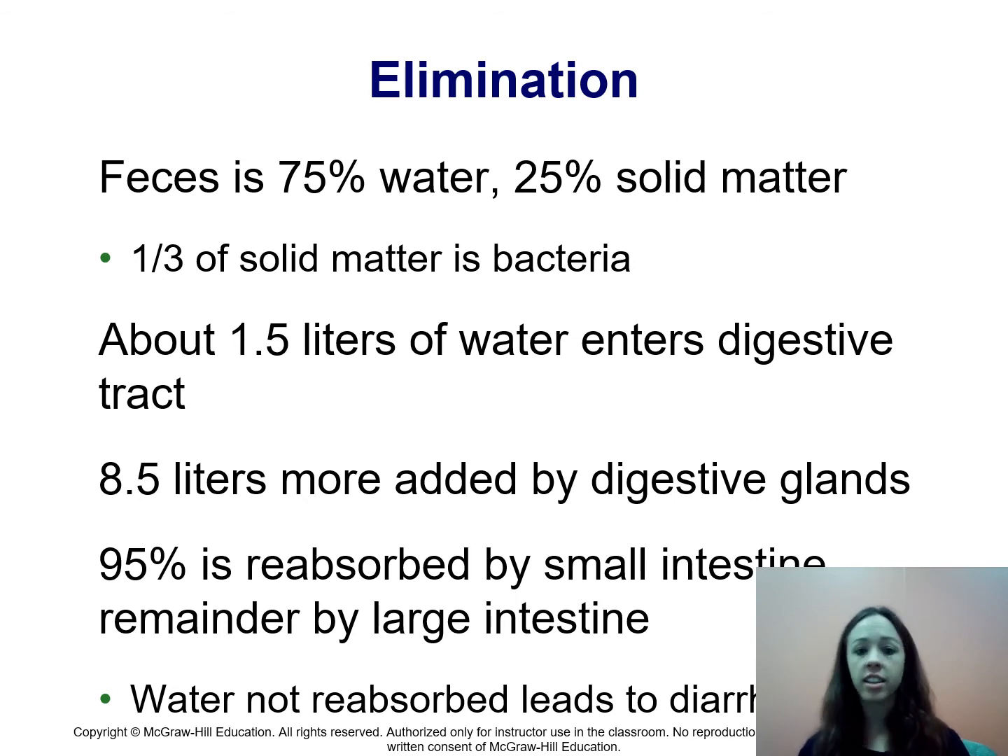A lot of liquid enters into our digestive tract every day. About 1.5 liters of water will enter into our digestive tract from the food and drink that we consume, and about 8.5 more liters are added by all of those digestive glands. Normally, about 95% of this liquid is reabsorbed by the small intestine and about 5% from the large intestine. However, if the person has diarrhea, then the large and small intestines are not able to reabsorb that water, and this leads to a loss of a lot of water.